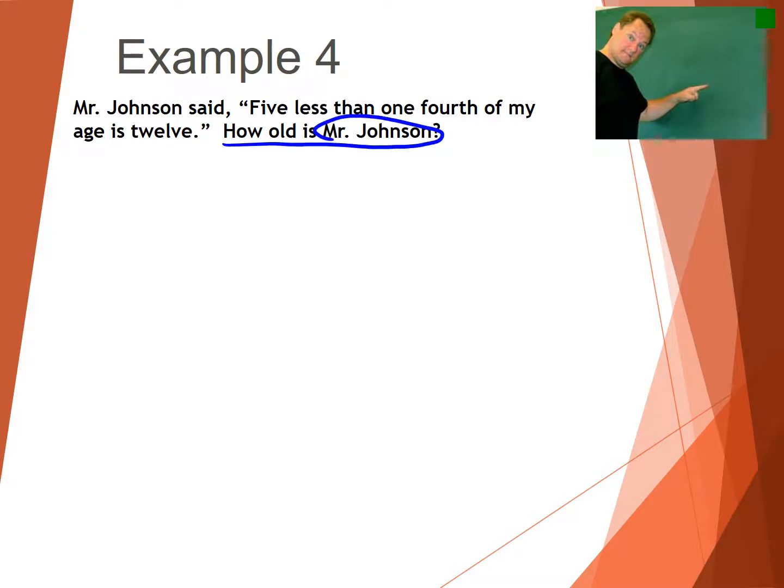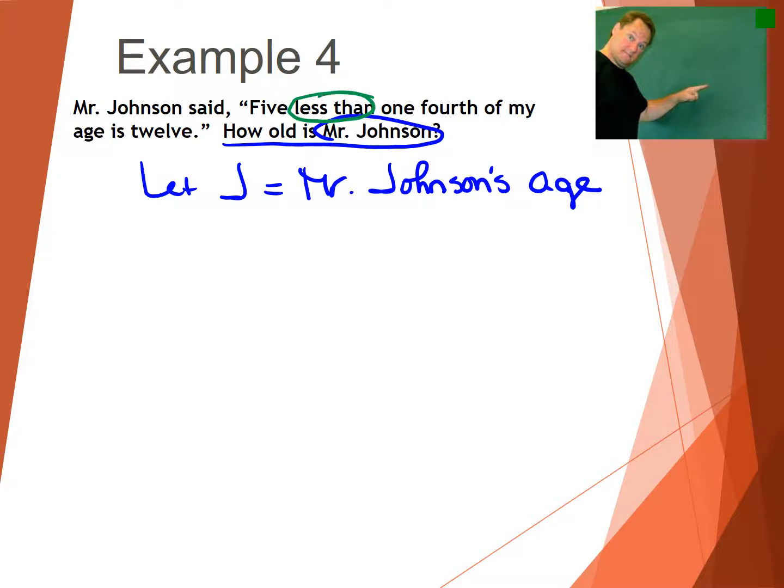How old is Mr. Johnson? So let's let J equal, apparently we like the letter J, Mr. Johnson's age. That's what we're trying to find out. So Mr. Johnson said 5 less, whoops, there's less than again. That's our minus and tells us to work behind, but let's look for our is. Is, there it is. So we know it equals 12.